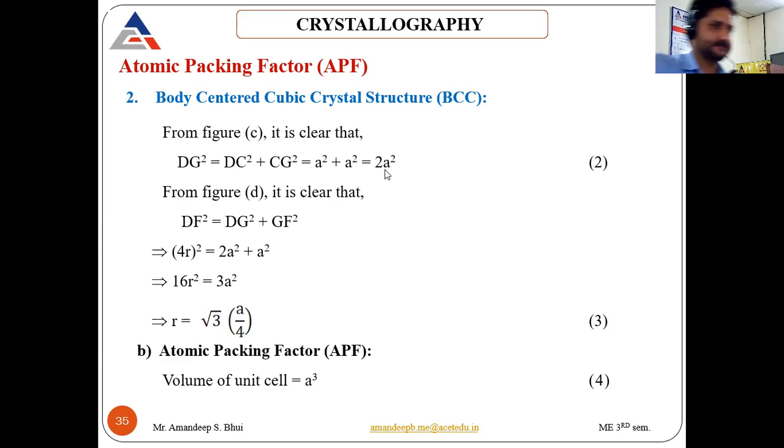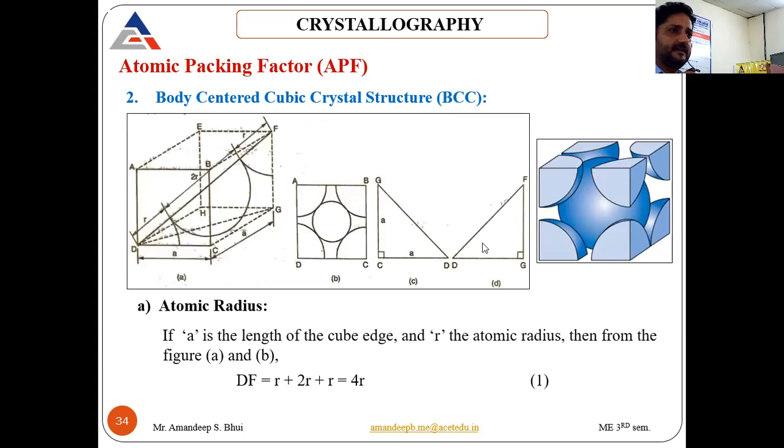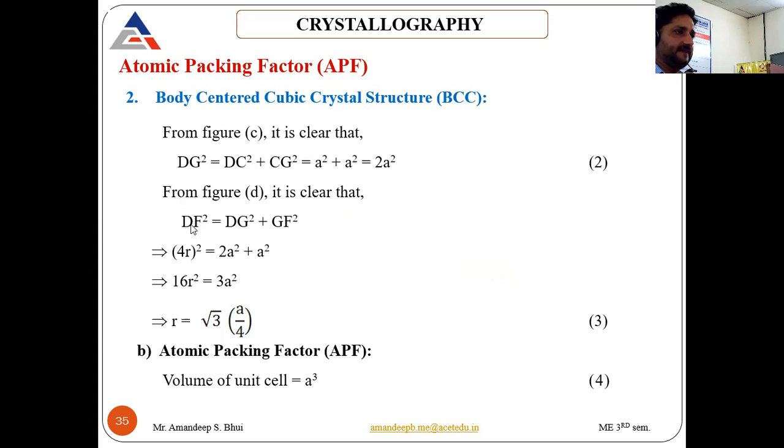2A square. Now again, if you look at the other triangle, from figure D, this is again a right angle triangle. So we can say that DF square will be equal to DG square plus GF square. Now from equation 2 above, we know that DG square equals 2A square.